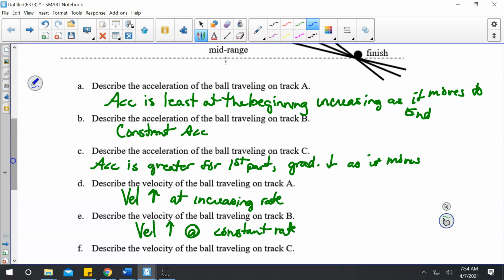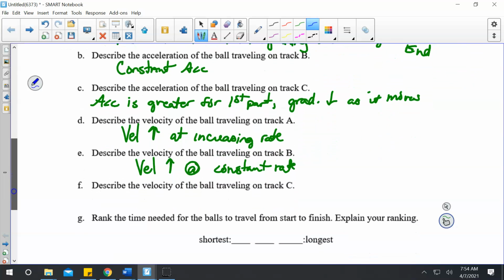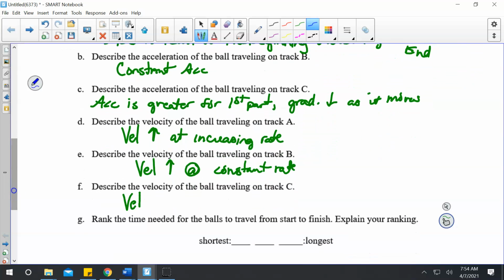On C, we're going to say the velocity would increase at first very fast, rapidly, and then it's going to not increase as fast for the second part. So we could say it's a decreasing rate.